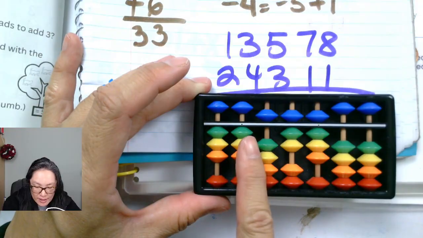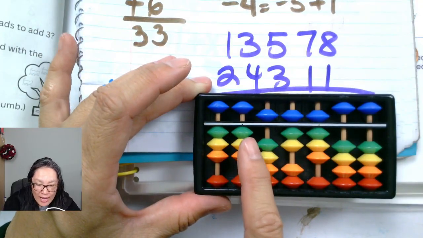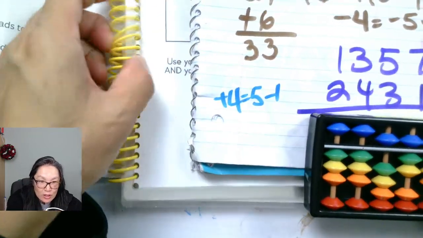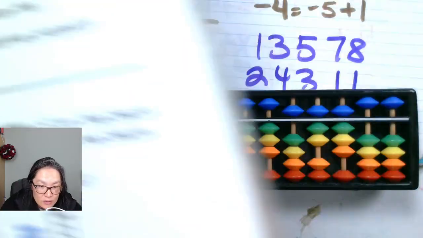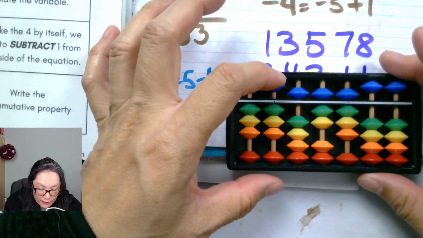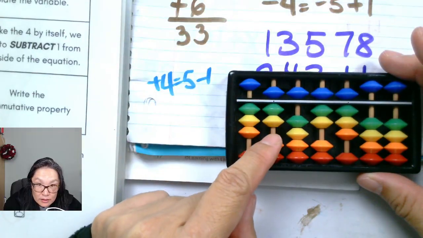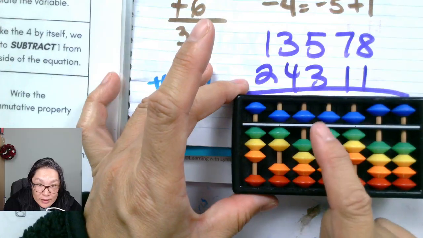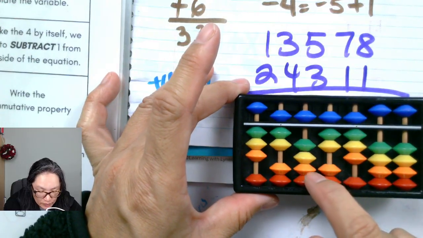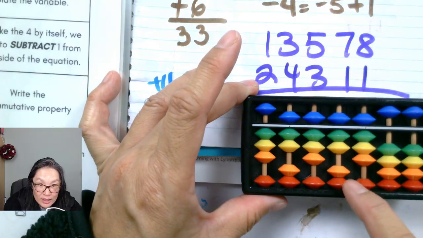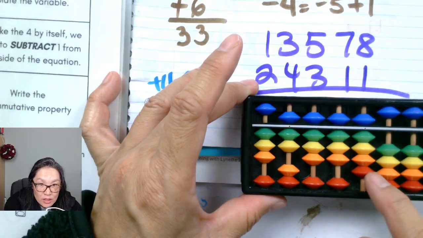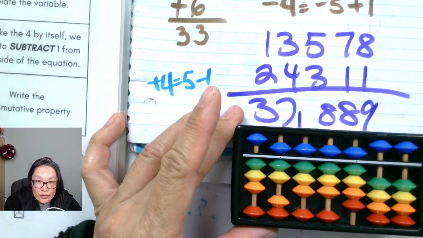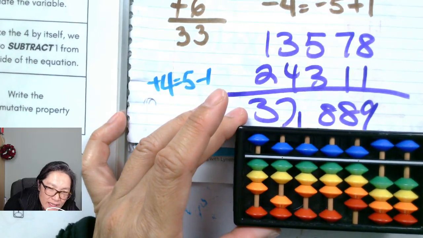So my question is back to here. Can I add the 4? How do I add the 4? Do you remember how to add the 4? Plus the 5 minus the 1. And then we plus the 3. Can we add the 3? Yes, we can. We're going to add the 3. Can we add 1? Yes, we can. We'll add the 1. Can we add another 1? Yes, we can. We'll add another 1. So my final answer is what? 37,889.